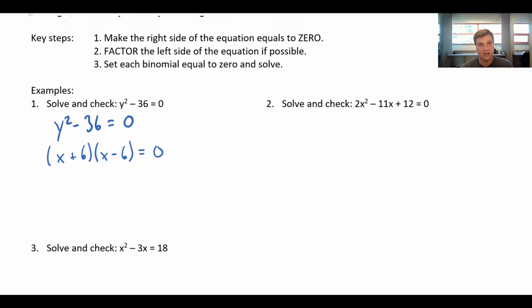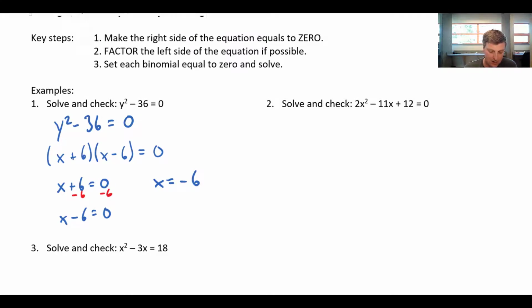I need to set each individual binomial equal to 0. So basically, either x plus 6 equals 0 or x minus 6 equals 0. Well, what does that mean? If x plus 6 equals 0, I'm going to solve for x by subtracting 6 from both sides, and I would get x equals -6.